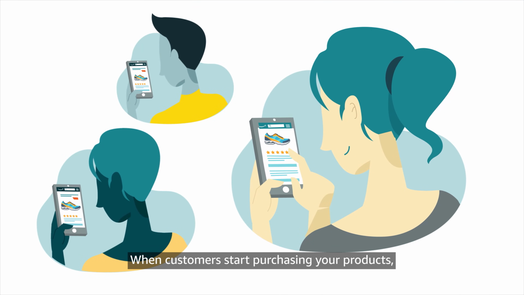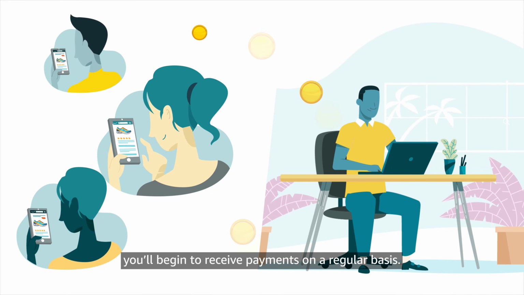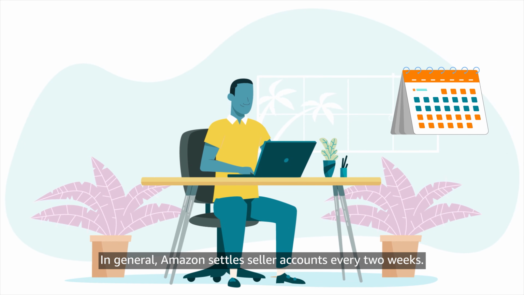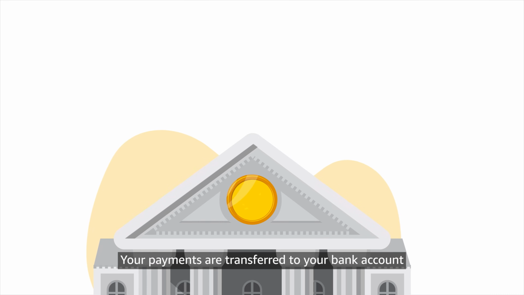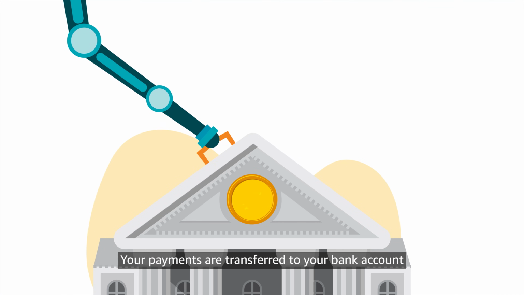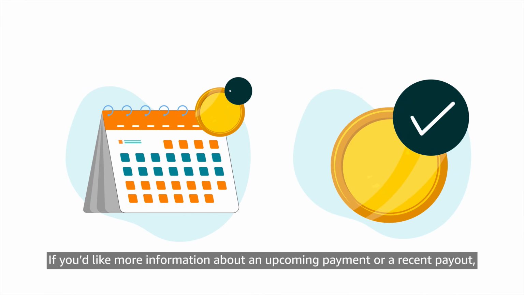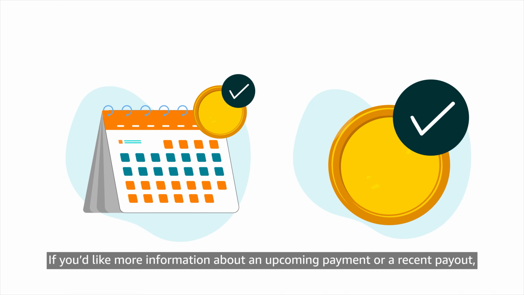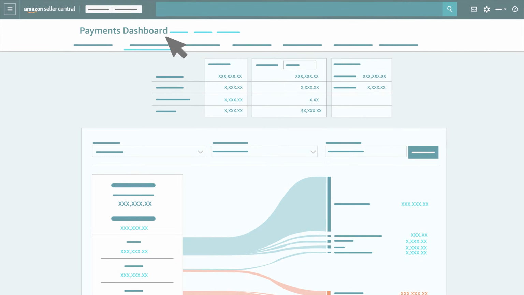When customers start purchasing your products, you'll begin to receive payments on a regular basis. In general, Amazon settles seller accounts every 2 weeks. Your payments are transferred to your bank account through an automated clearinghouse. If you'd like more information about an upcoming payment or a recent payout, use the Payments dashboard in Seller Central.